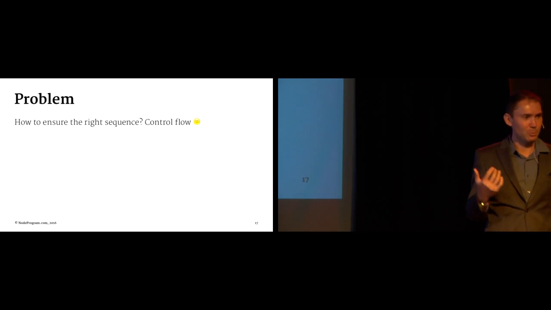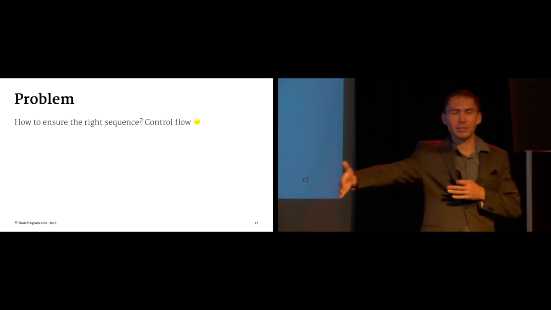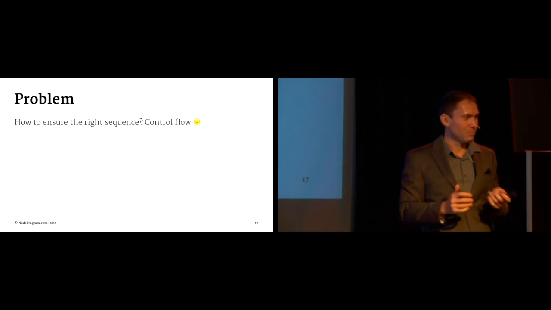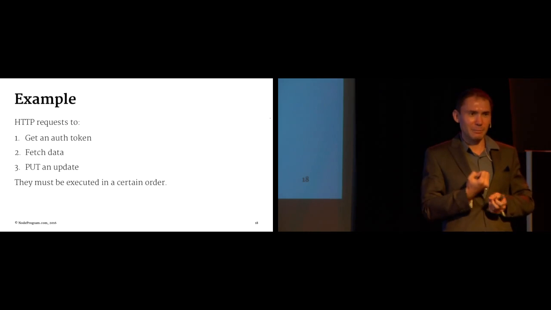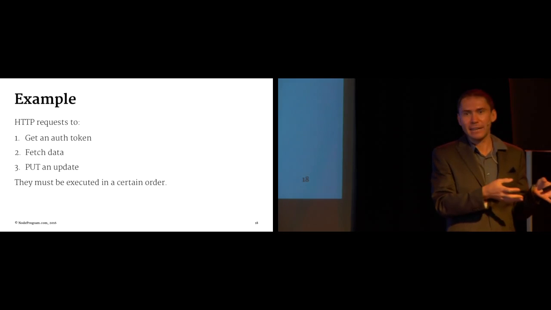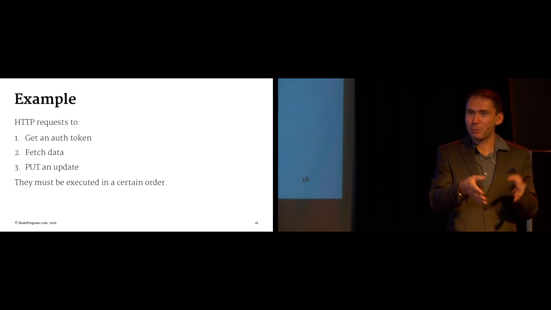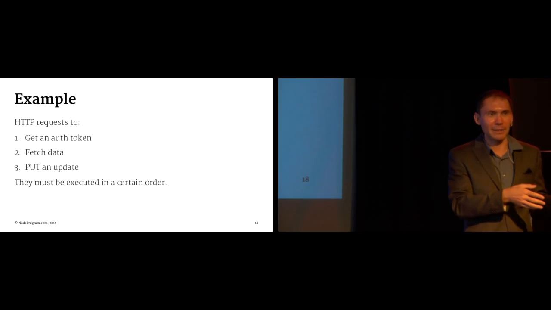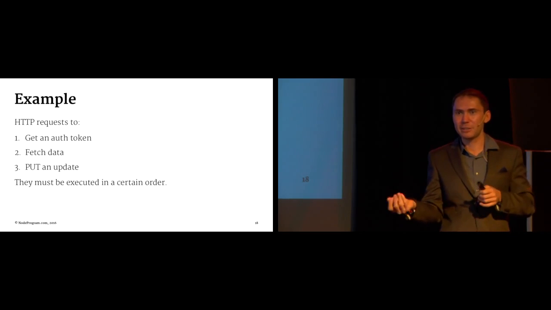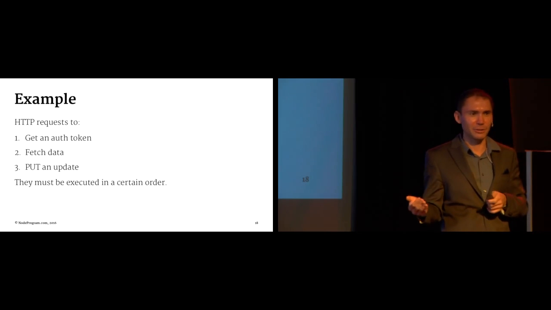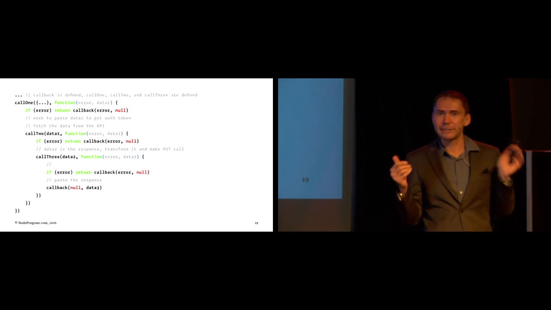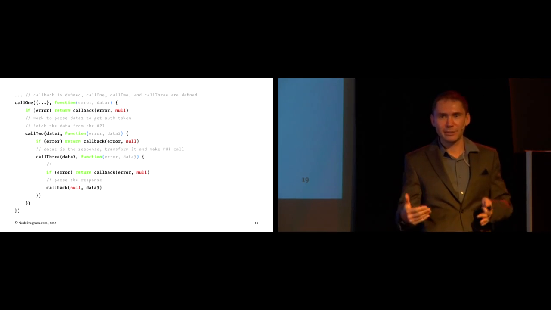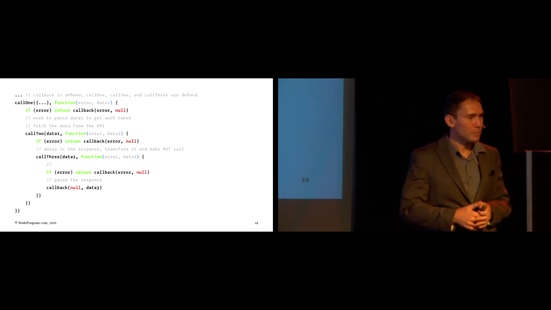Another problem that we have is how to ensure the right sequence, right? So let me give you an example. We want to update some data, but before we can update that data, we need to first get the existing data, and even before that, we need to authorize our client, right? So these 3 HTTP requests need to be done in a certain sequence. We cannot just go and try to update the data. So we can easily nest the callbacks. So this is called the nested approach, right?